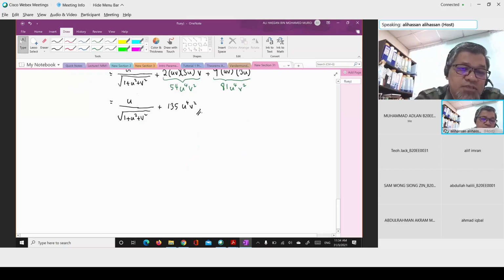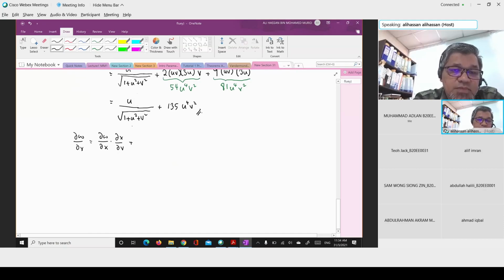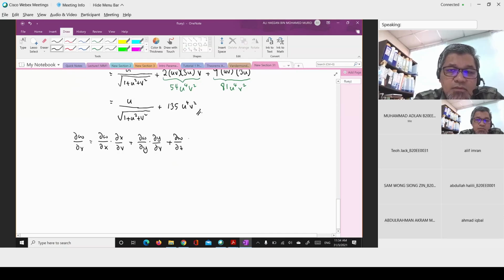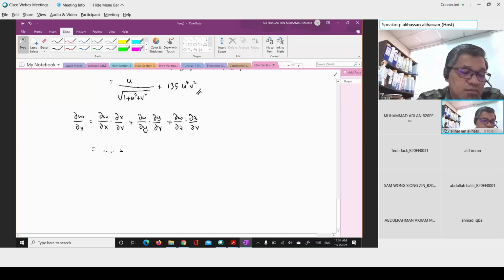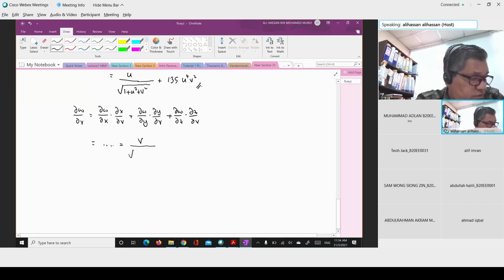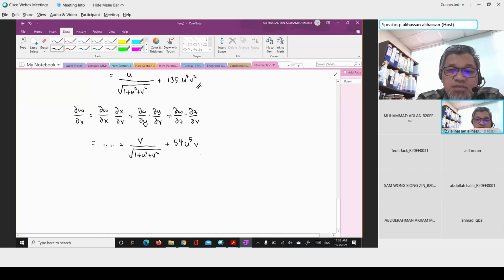The other first partial is w partial v. This is the formula. It's the same as w partial u, but with u replaced by v. I leave it to you to show that the result is v over square root of 1 plus u squared plus v squared, plus 54 u to the power of 5 times v.